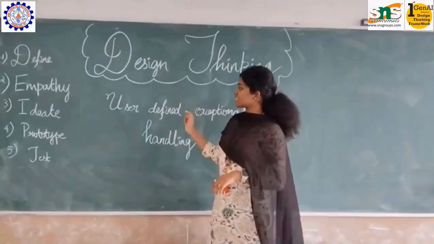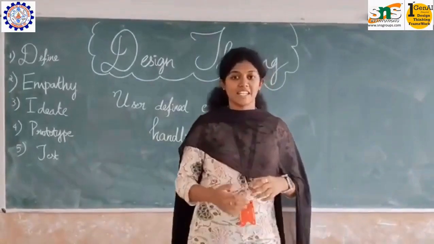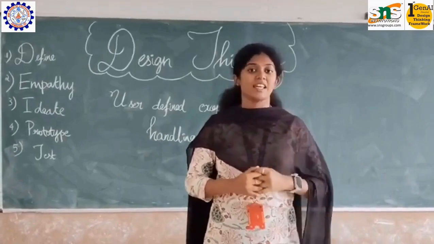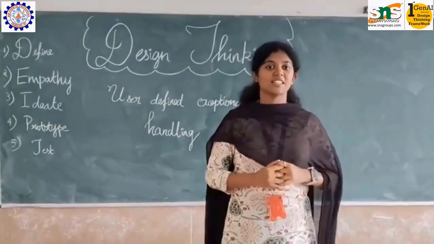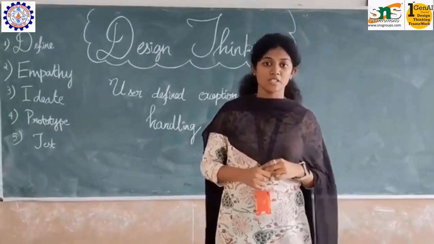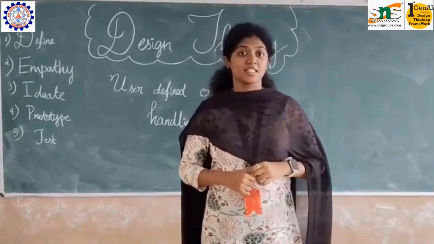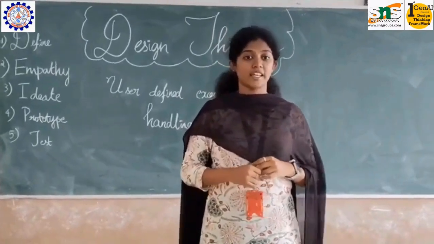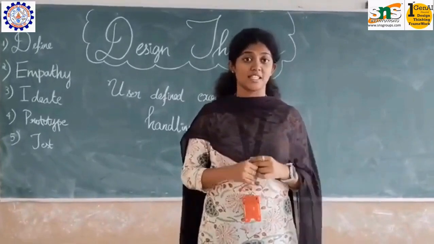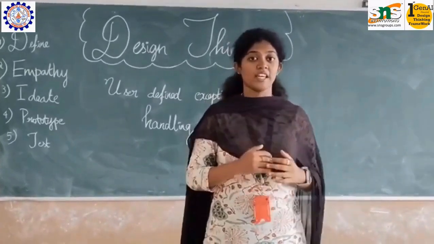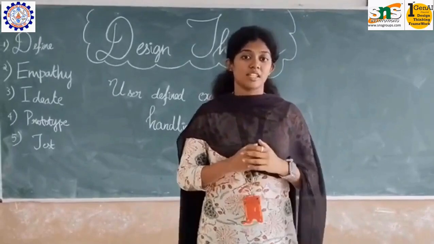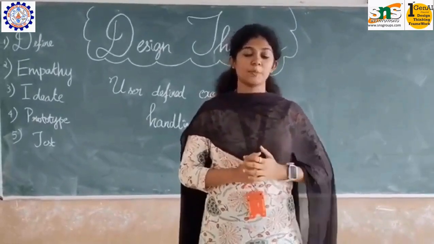The fourth stage of design thinking is prototype. In this Java prototype, we use a custom exception class named InvalidAgeException that extends the built-in Exception class. This custom exception is designed to handle specific scenarios where the user enters an invalid age such as a negative number or zero. In the main class AgeChecker, we define a method called validateAge that checks the user's input. If the age is less than or equal to 0, it throws the InvalidAgeException with a descriptive error message.